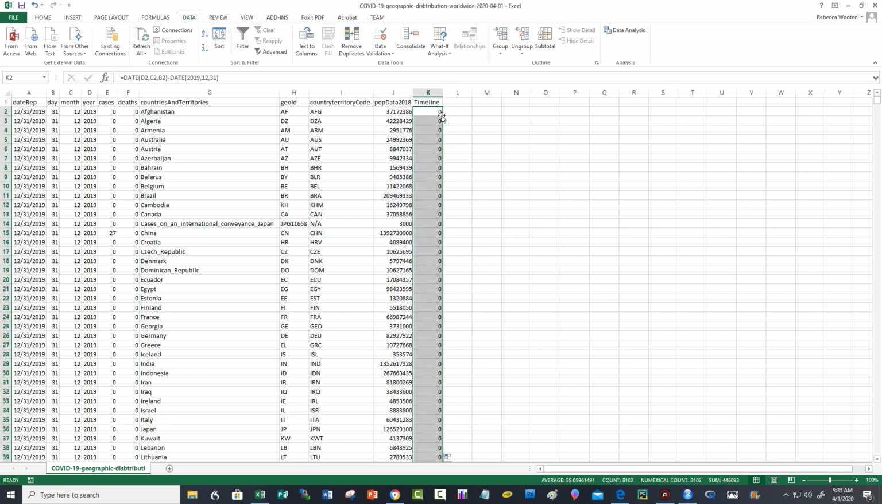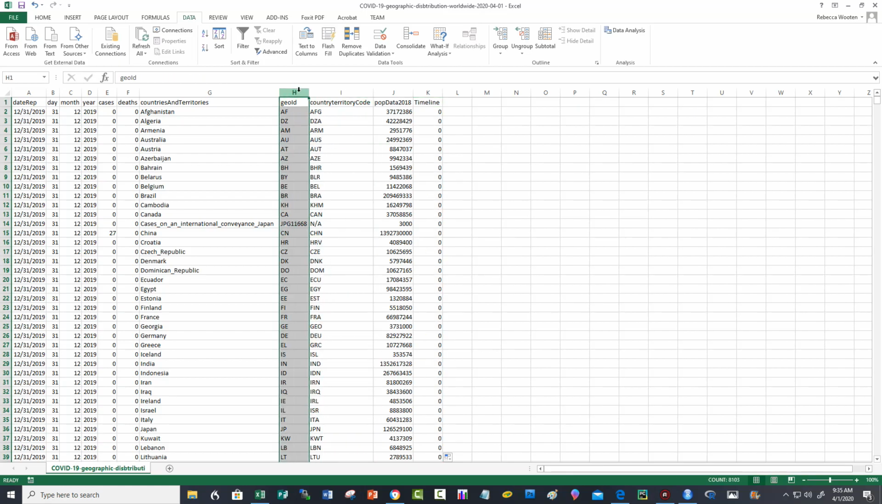Alright, so let's see, there was something else we also would like to consider. We could consider the cases per day, but as you see, there's a lot of days with zeros. And we might also want to consider the cumulative count. But let's go ahead and summarize the totals by country.